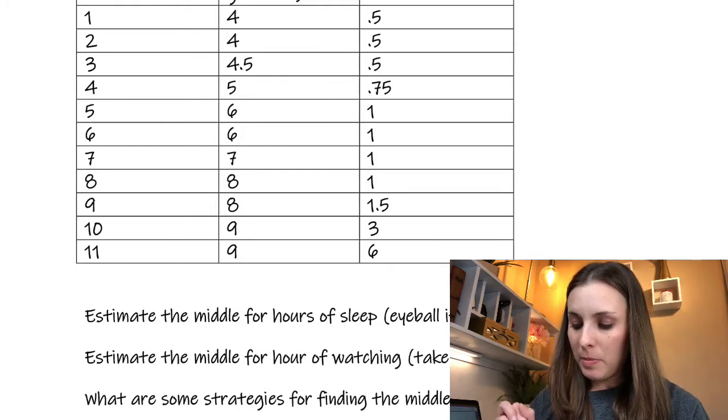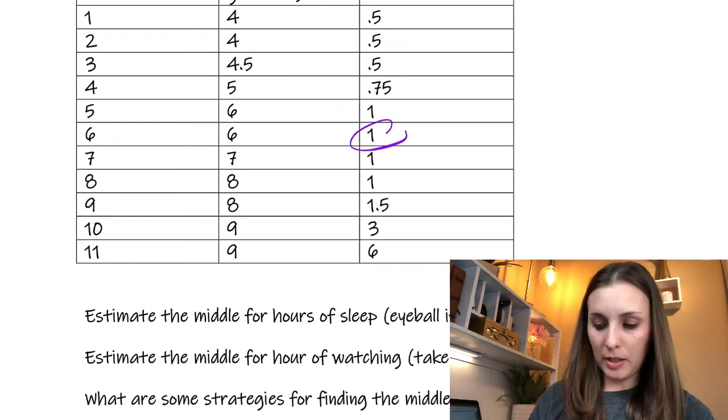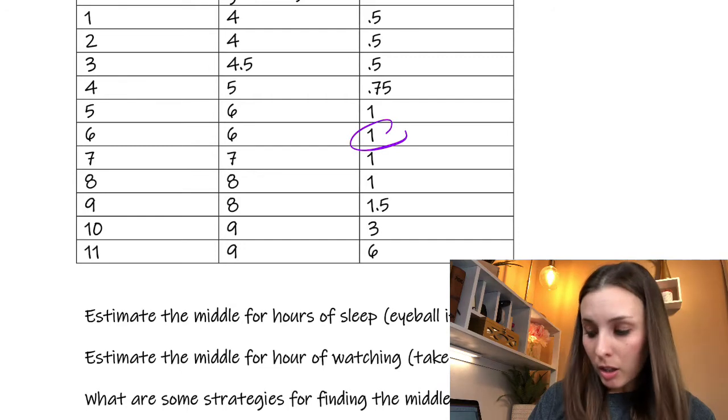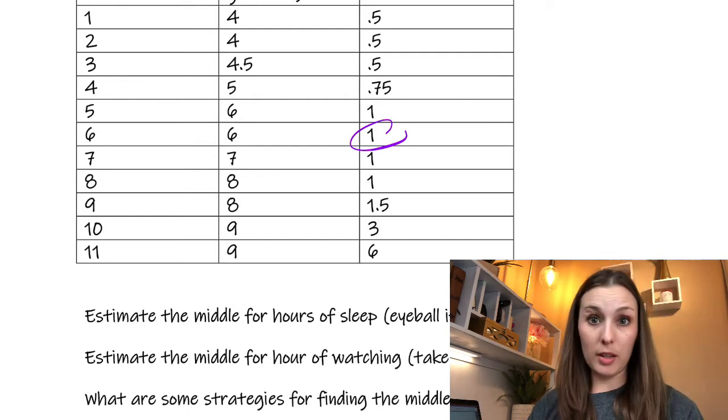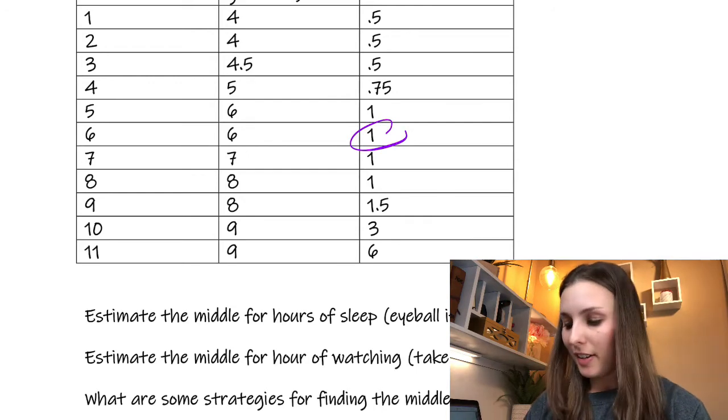And then estimate the middle for the hours of watching. So again, we're just guessing. I'm guessing it's going to be around the same area. So 1 hour. These are hours, so I'm going to label that. Labeling is always a good idea.